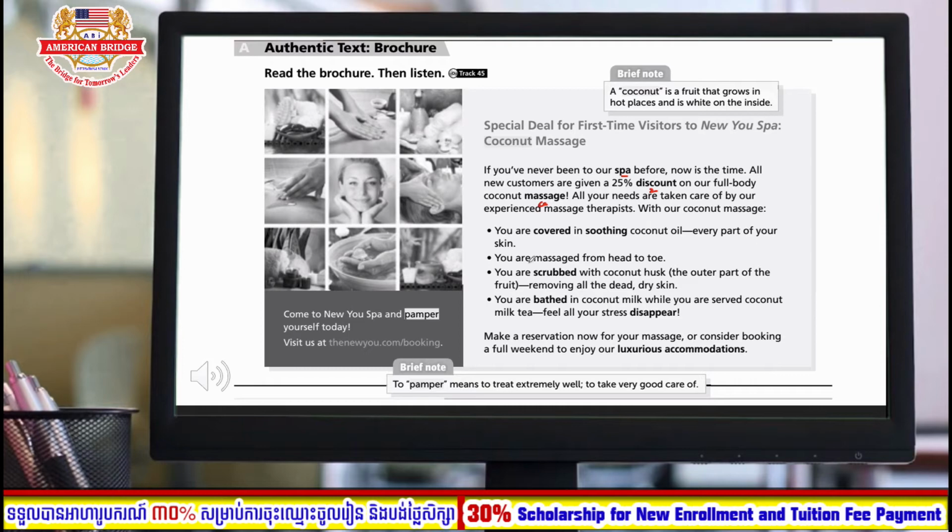Actually, in the book, they give you only one or two keywords, which is coconut, which is very easy, right? Coconut, everyone knows that. It's level ABC vocabulary, right? Coconut. And this one is pamper. So pamper means to treat extremely well or to take very good care of. Which means when you say pamper yourself, it means you treat yourself pretty well.